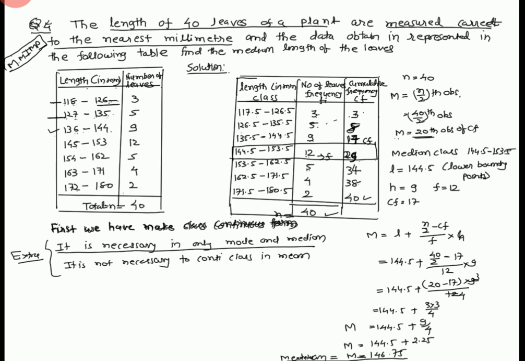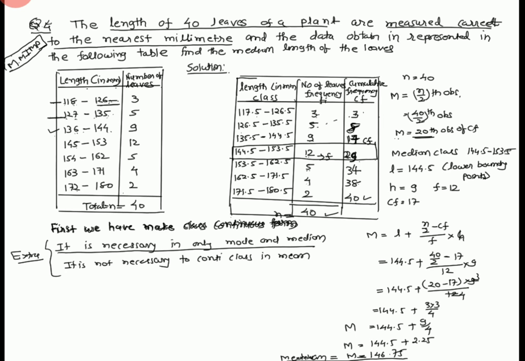So now in the second table we see the class lengths: 117.5 to 126.5, 126.5 to 135.5, 135.5 to 144.5, 144.5 to 153.5, 153.5 to 162.5, 162.5 to 171.5, 171.5 to 180.5. Here it is continuous.